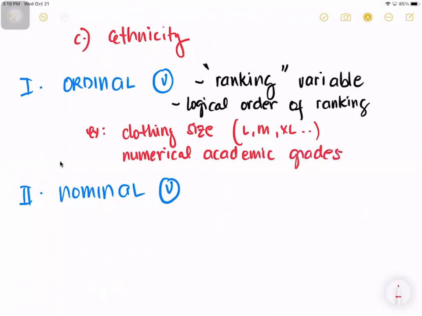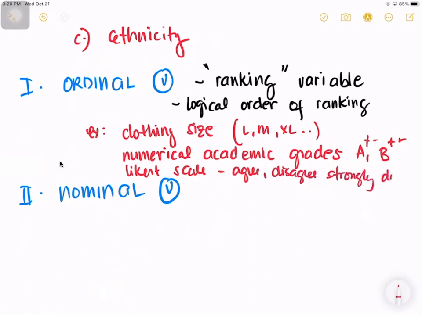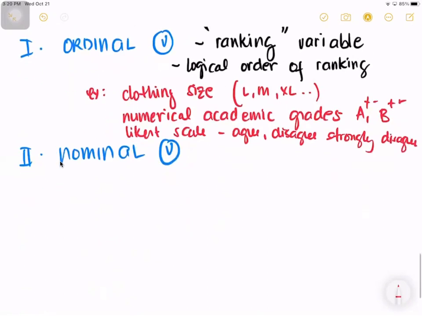Okay, such as your A plus or your A minus, your B plus or B minus, and so on and so forth. And your Likert scale. Okay, like your Likert scale. For example, a degree of agreeness. Okay, like agree, disagree, strongly disagree, and so on and so forth. Okay, so that's under our ordinal variable.